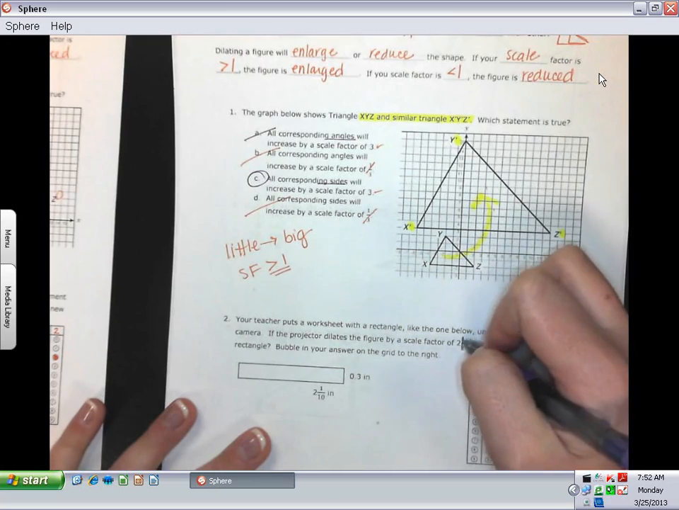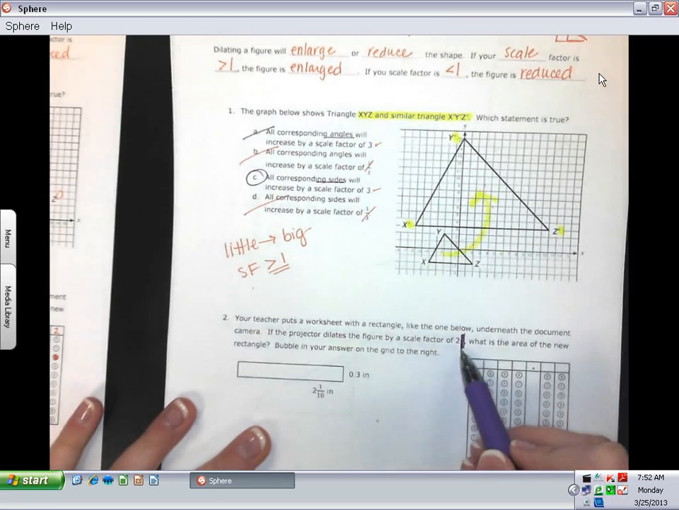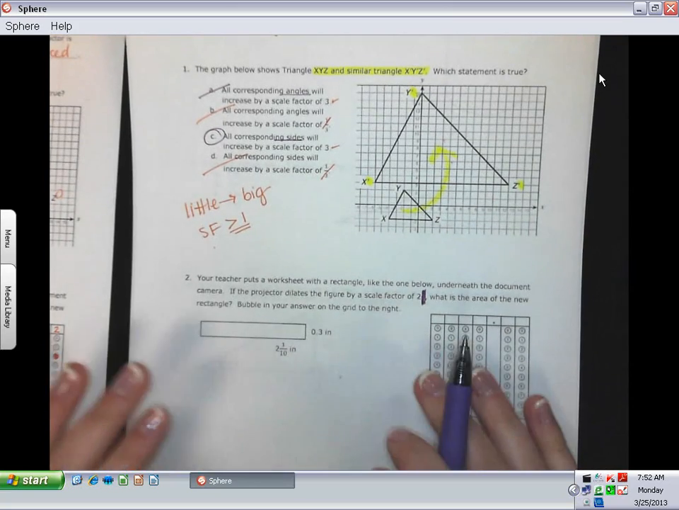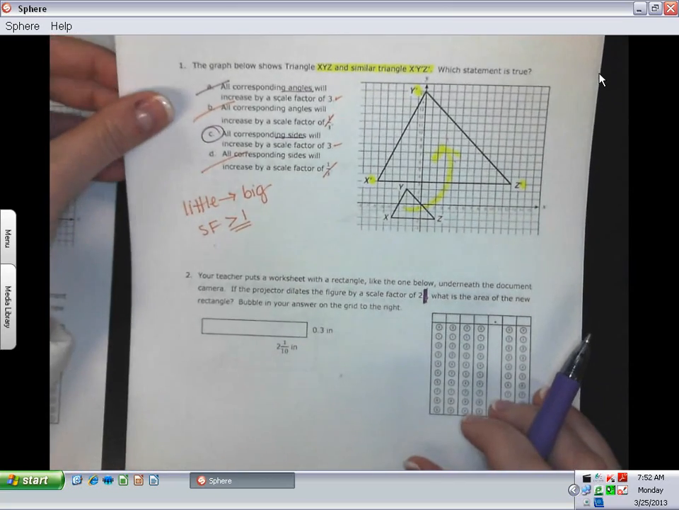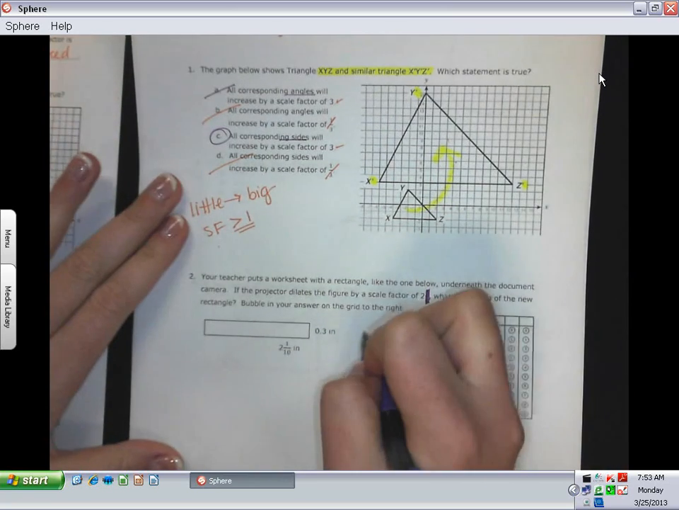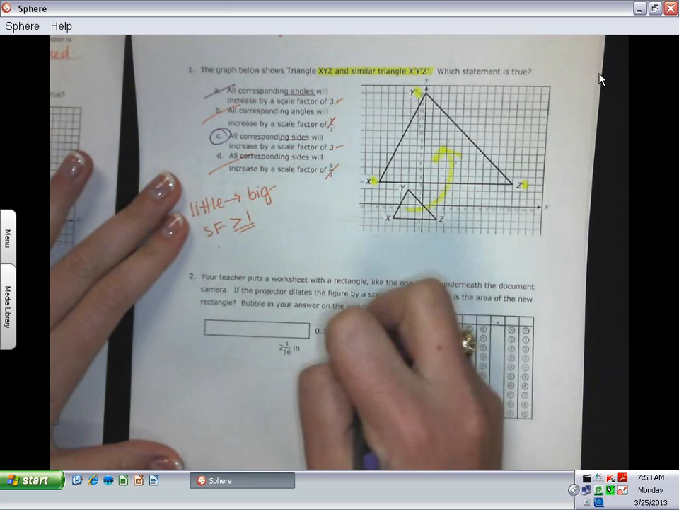Number 2, we need to make one little change. If you will cross out this 1/2 right here, so just make it a 2. It says your teacher puts a worksheet with a rectangle like the one below underneath the document camera. If the projector dilates the figure by a scale factor of 2, what is the area of the new rectangle? So I'm going to try to draw myself a little thought bubble here.